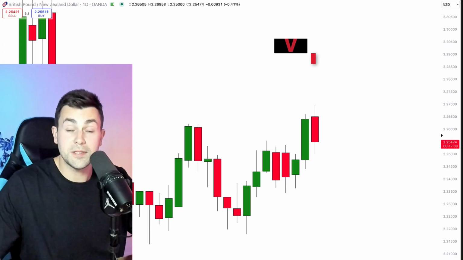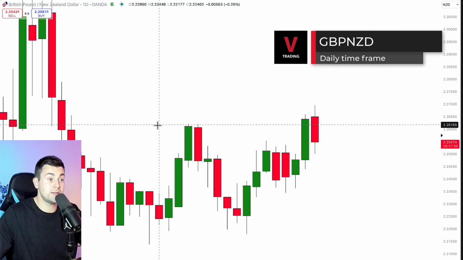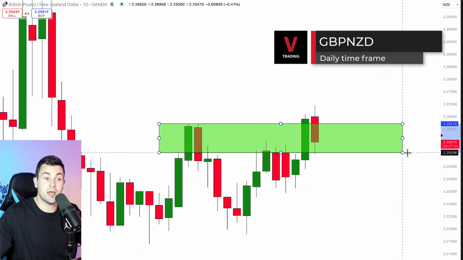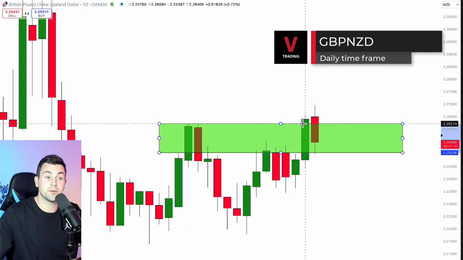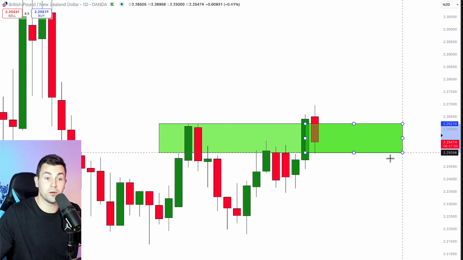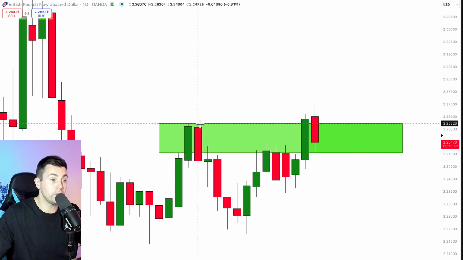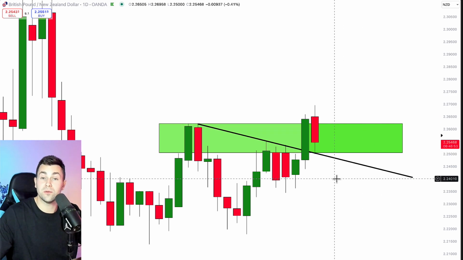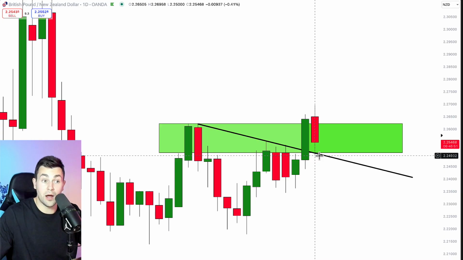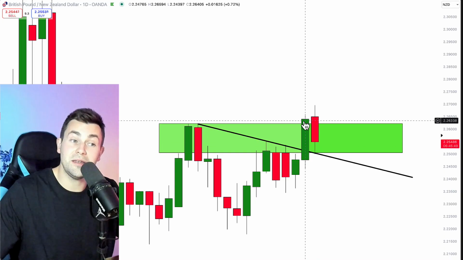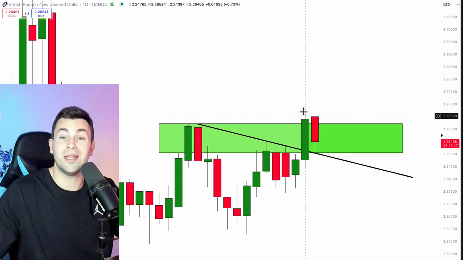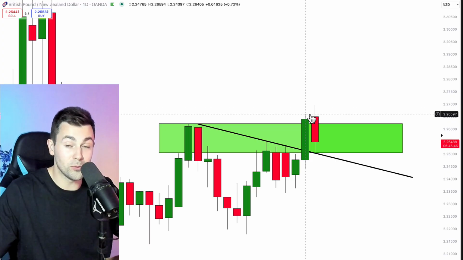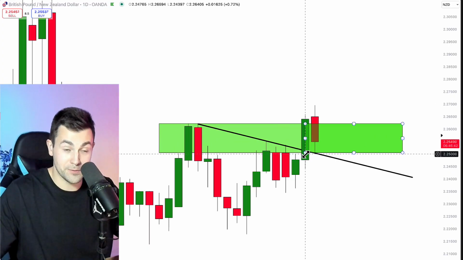Let's discuss how a dynamic support zone looks. Let's analyze pound New Zealand. We have a static resistance zone that was broken and turned into support after a breakout. But also we have a falling trend line, a dynamic resistance that was broken and turned into a dynamic support after a breakout. And that is a rare case when a static support matches with the dynamic support.